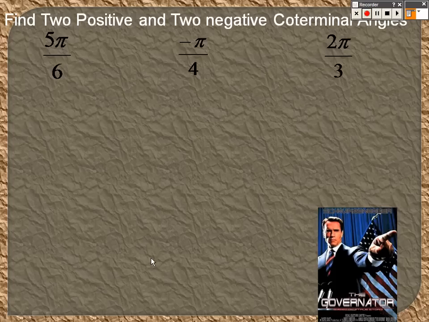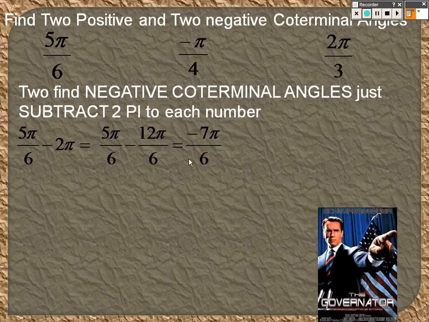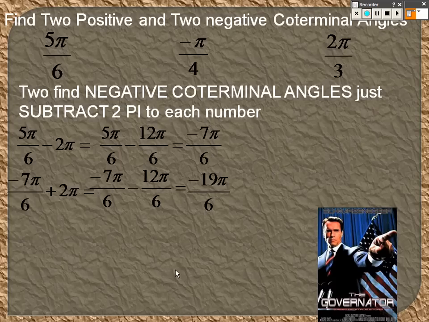So if you add 2 pi to find the positive coterminals, then you are going to subtract 2 pi, right? You're going to subtract 2 pi. So keep that in mind. So subtract a 2 pi here. So remember, since this is 6, the common denominator is 6, so it's 12 pi over 6. So 5 pi over 6 minus 12 pi over 6 is negative 7 pi over 6. So I take that negative 7 pi over 6, and sorry, it's supposed to be minus a 2 pi. So it's minus 12 pi over 6, so that's negative 19 pi over 6.